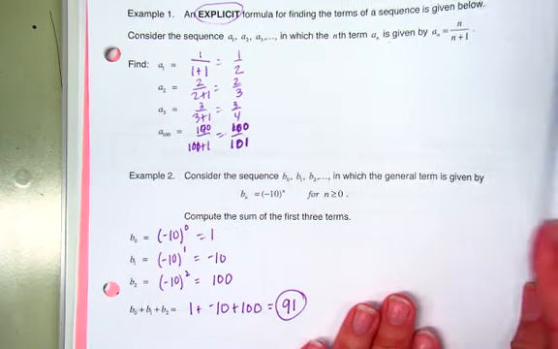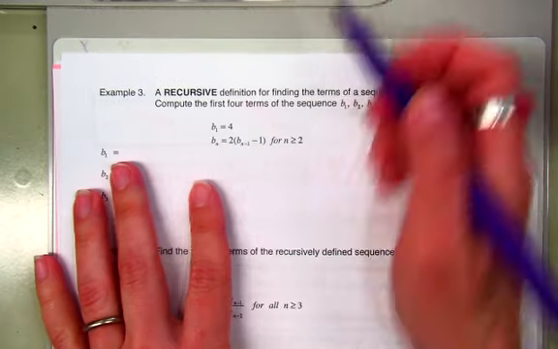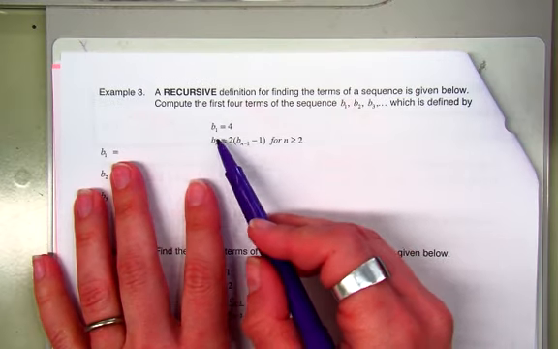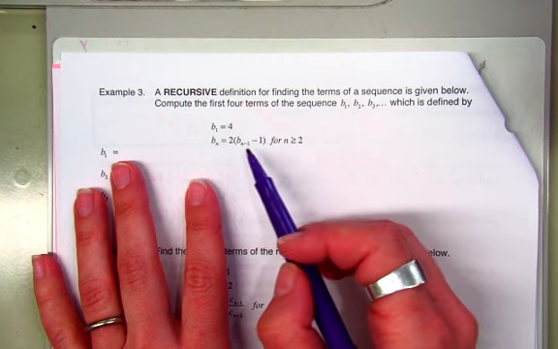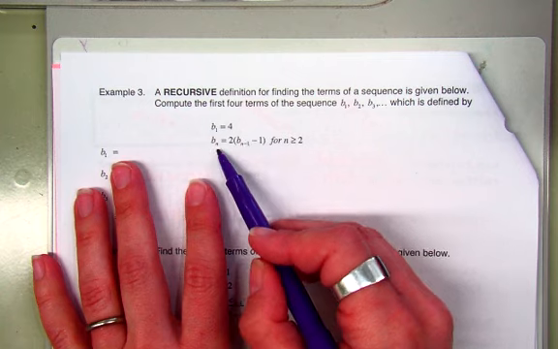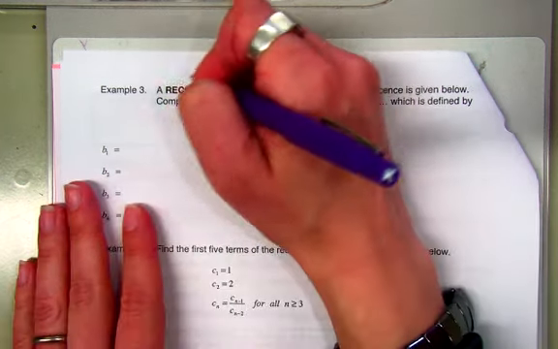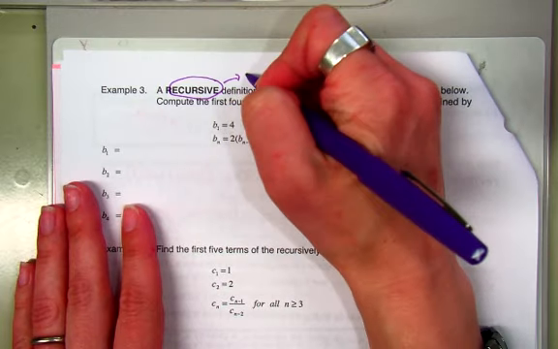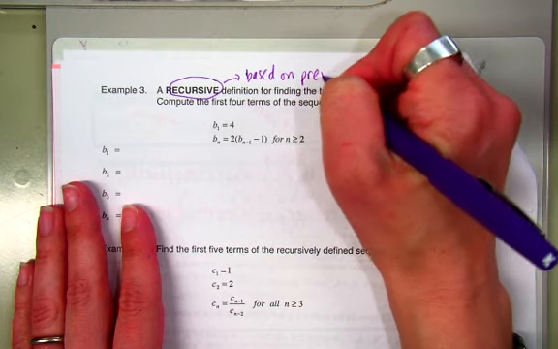Moving on to recursive formulas. So recursive formulas are based on the term previous to it. Notice the equation here doesn't just have an n in it. It has b sub n minus 1. What does that mean? It means it's the term before, because this is b sub n. The term before it, or the previous term, is b sub n minus 1. So that's the type of recursive definition. It is based on the previous term.